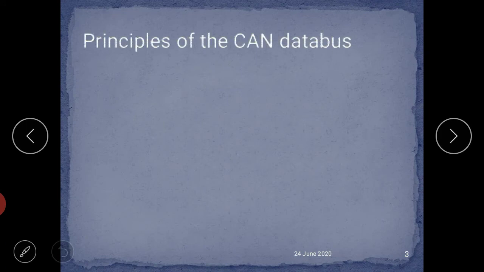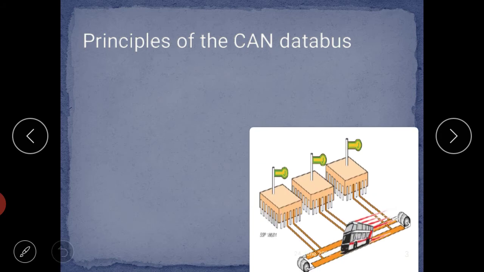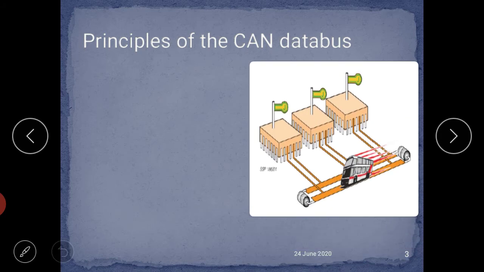Now, principles of the CAN data bus. What is the principle? So you can see this image. In this image, there are three different junctions. So where are these? 1, 2 and 3. There are three different junctions. These are connected to a common highway. This is the highway, and on which a bus is traveling. So this is the omnibus which is traveling on the highway, and that highway is connected to different junctions.